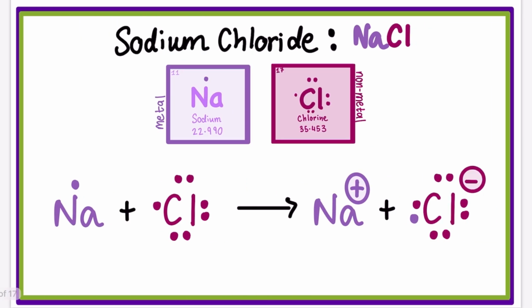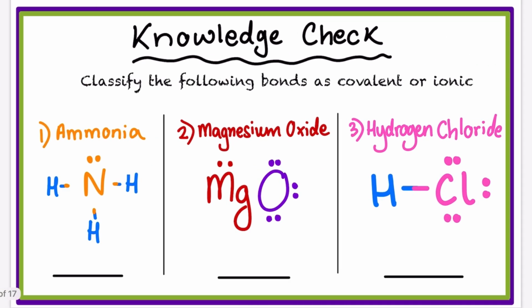One example of ionic bonding is in sodium chloride. Sodium is the metal here, and chlorine is the nonmetal. So sodium will donate its electron to chlorine, and it has one less electron than it did before, so it becomes a cation. Chlorine, on the other hand, accepts that electron, and since it has one more electron than it did before, it becomes an anion.